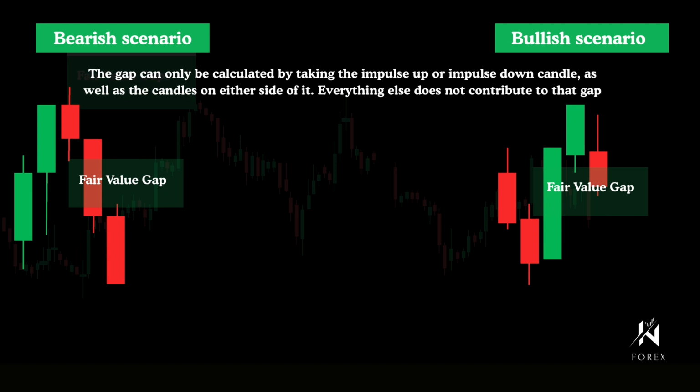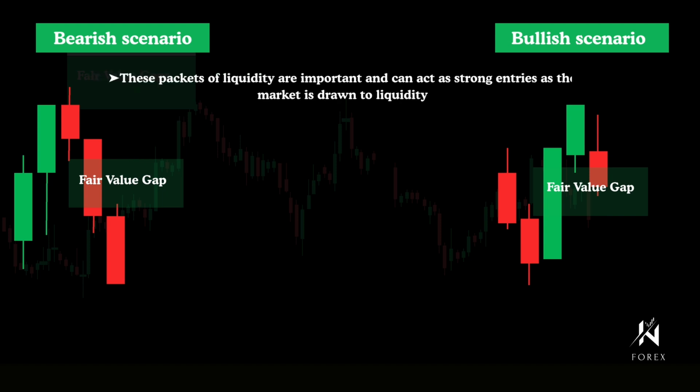To accurately detect a fair value gap, it must involve an impulsive up or down candle, and the candles immediately before and after it. Other price action is irrelevant for gap identification. These liquidity windows are key and serve as valuable entry points in the market. Take this scenario where price shows downward intent aiming to clear liquidity levels overhead, making such regions ideal for a possible upward move followed by a stronger bearish continuation after testing.